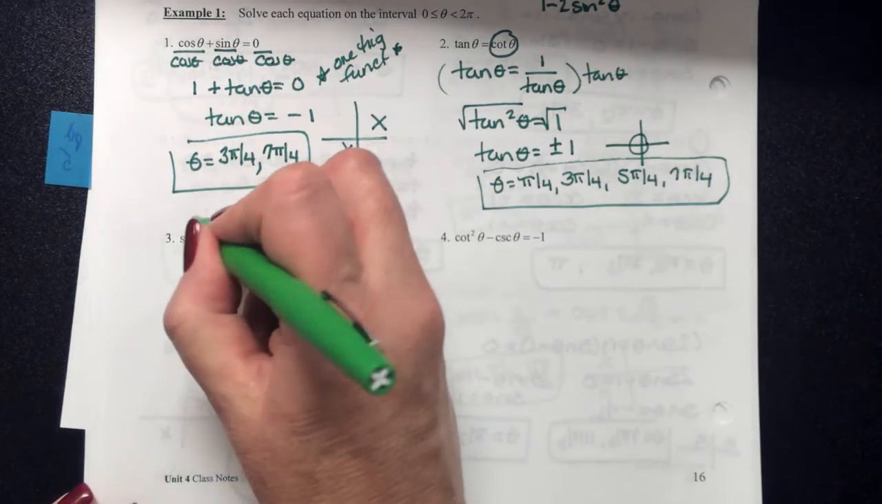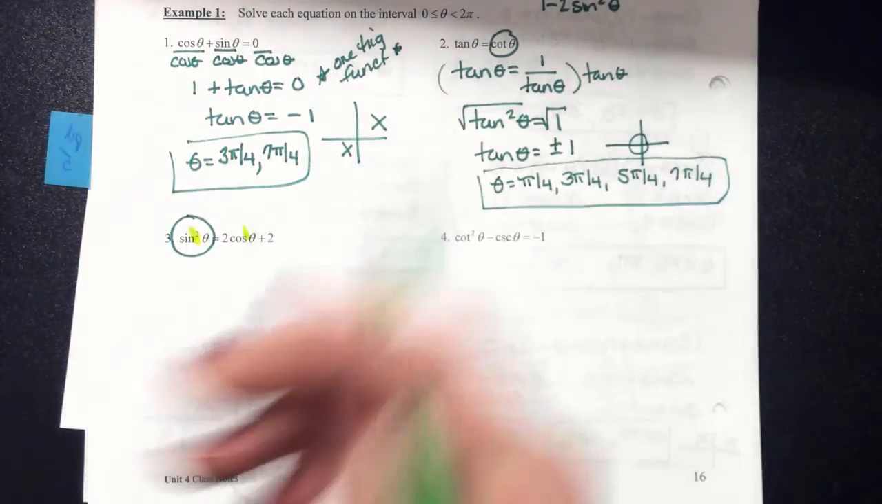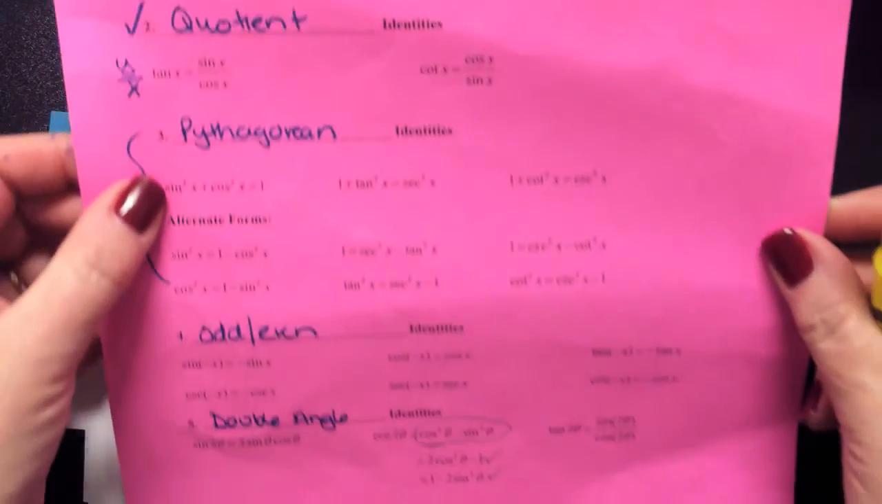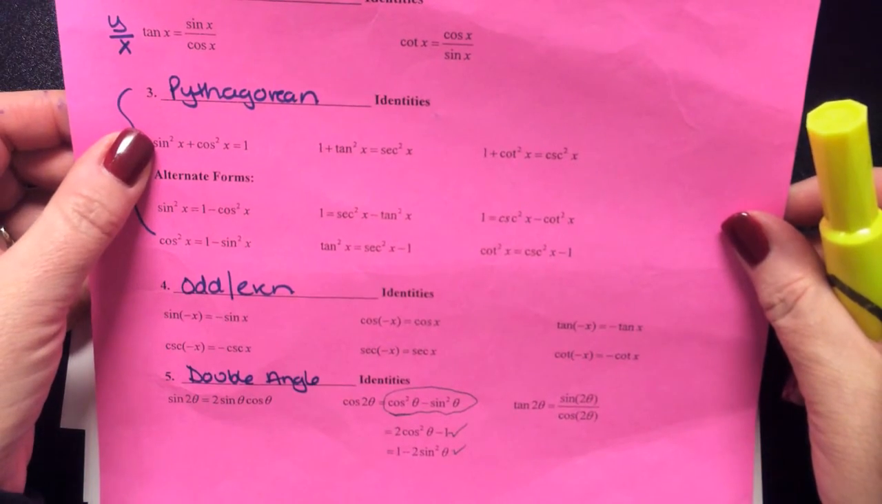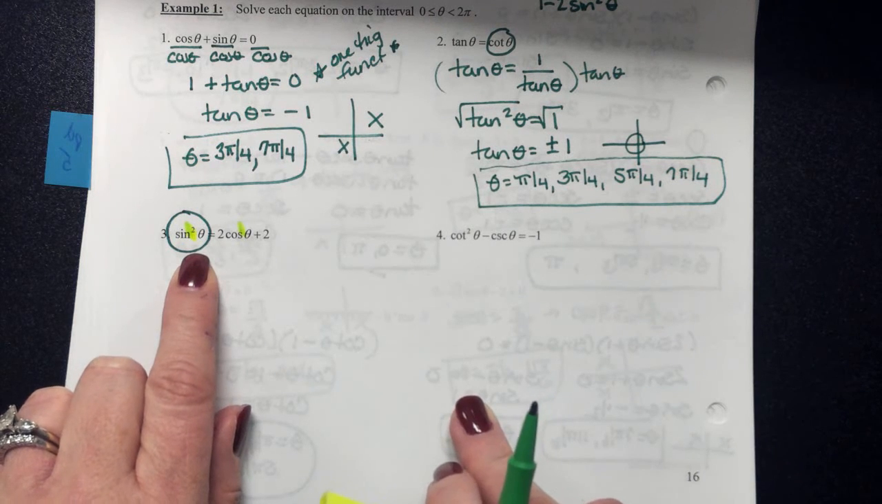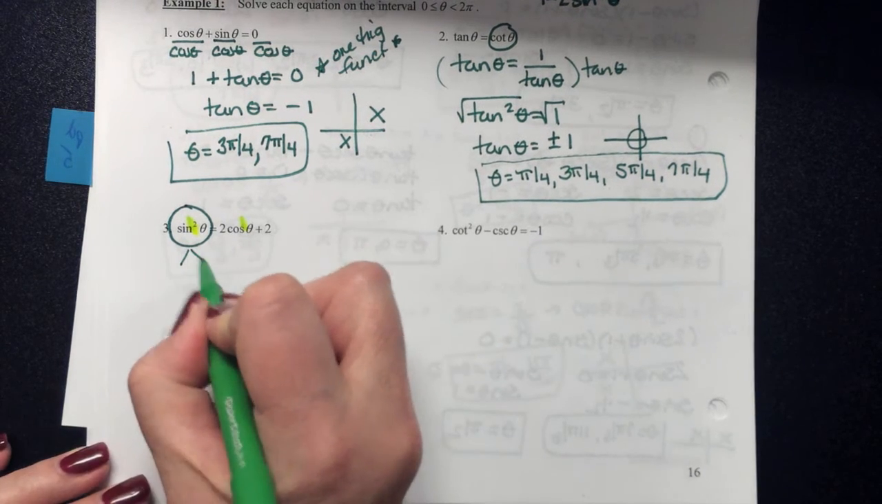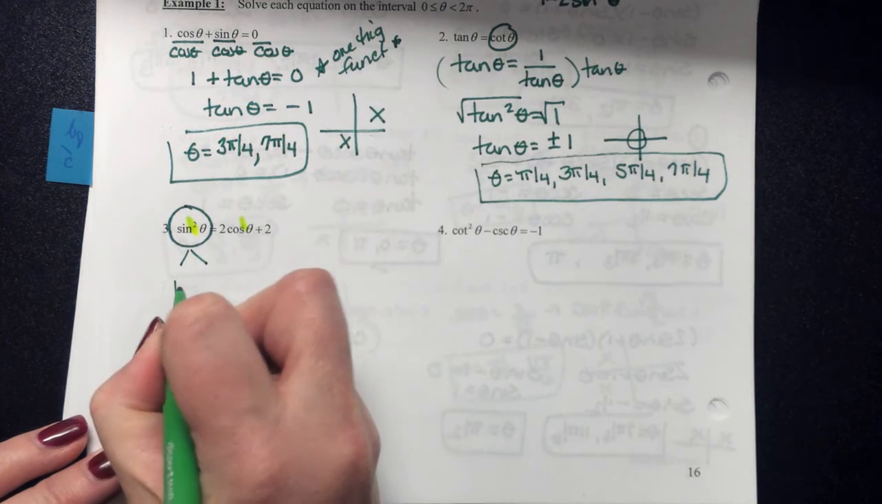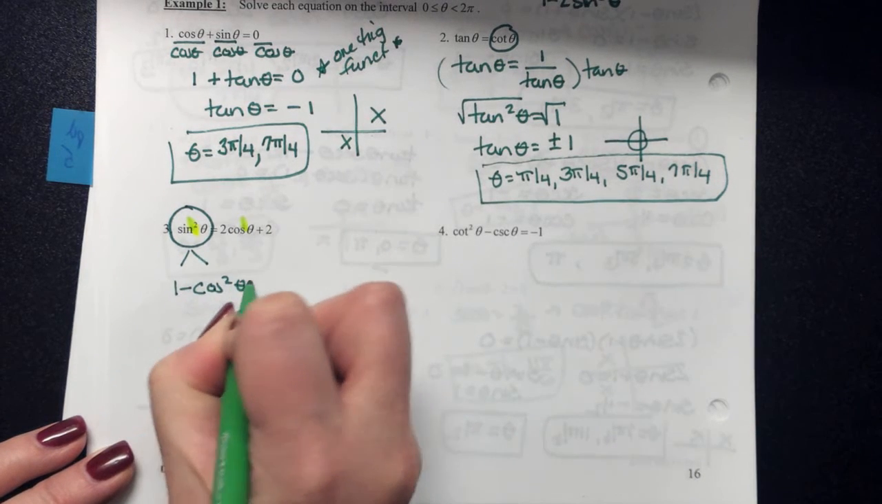But when anything's raised to the second power, you do have all of these Pythagorean identities. So how can I get rid of sine squared and rewrite it in terms of cosine? What is sine squared equal to? Sine squared is equal to 1 minus cosine squared theta.